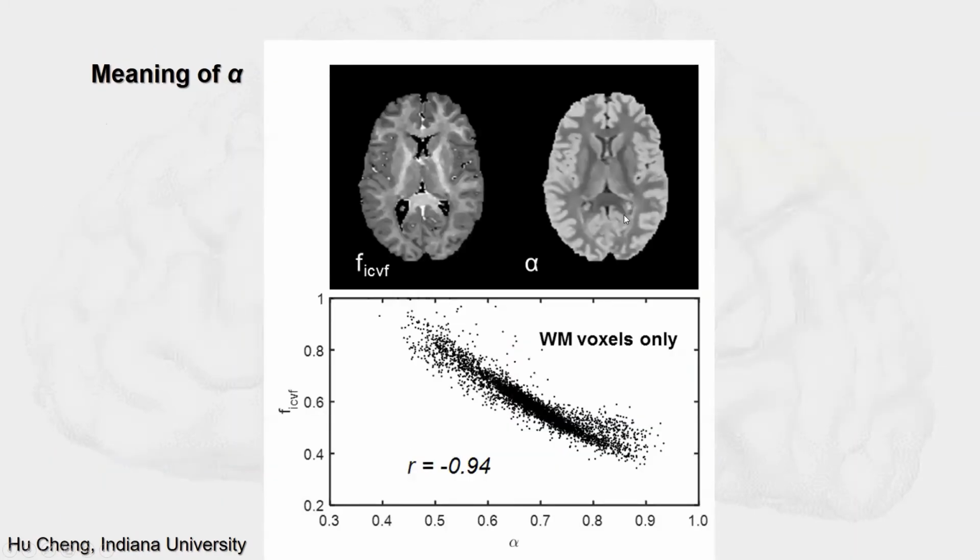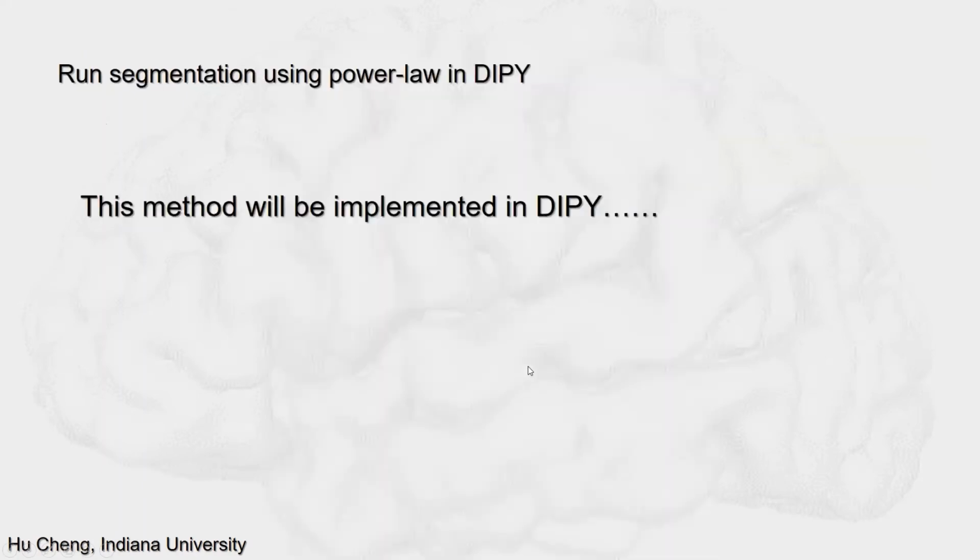For the meaning of alpha, we hypothesize that alpha is related to the neurite density, at least in the white matter, as suggested by the high correlation between alpha and FICVF computed from the NODDI model. In gray matter, it is more complicated. Further investigation is needed to find the physical meaning of alpha and what microstructure information it conveys. And this method will be implemented in Dipy, so stay tuned.